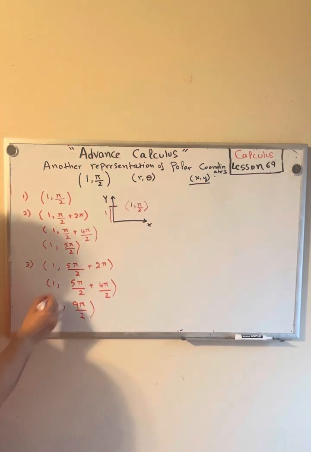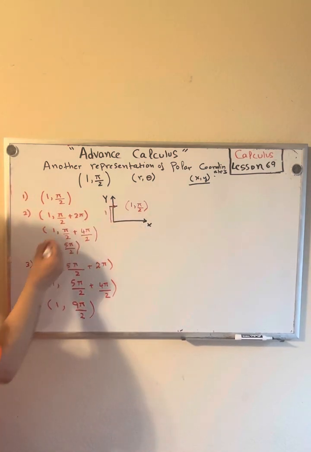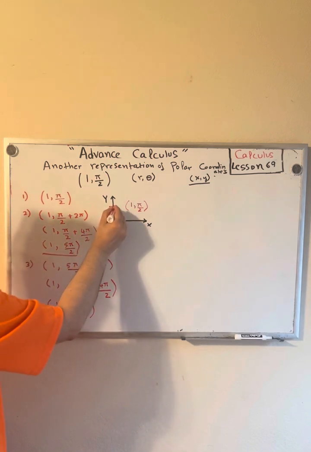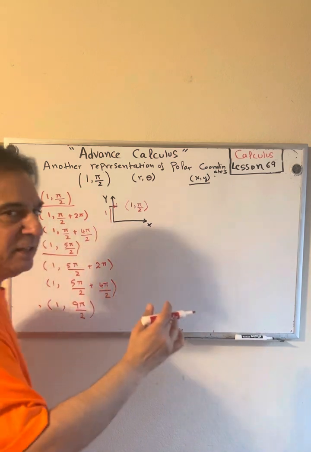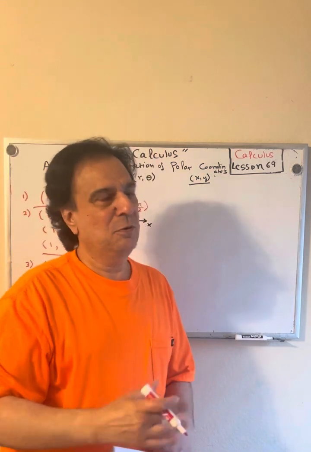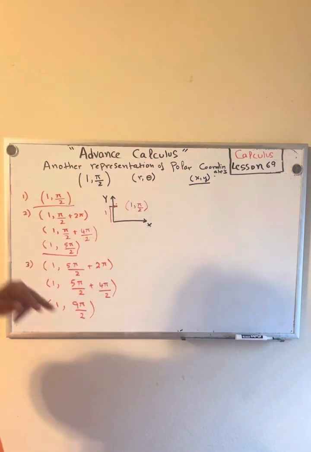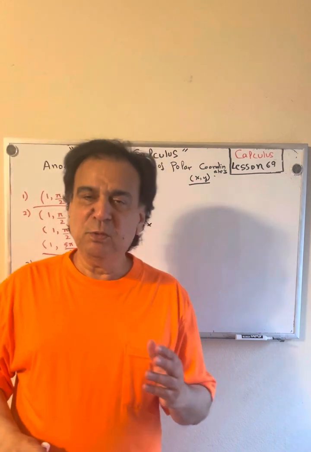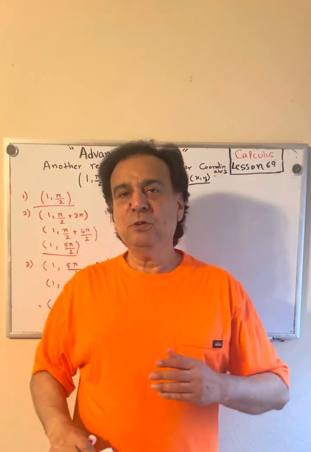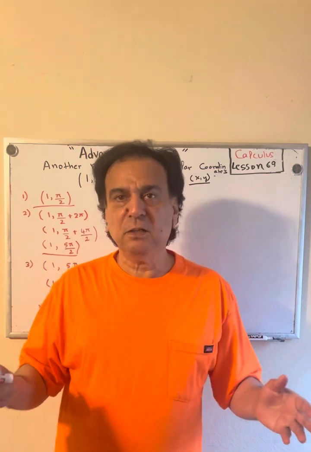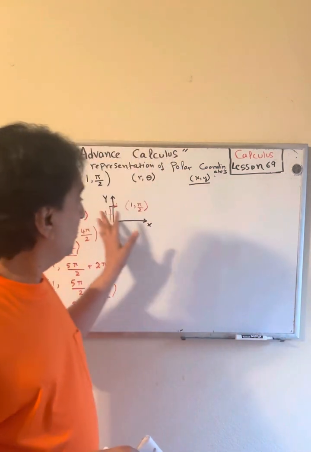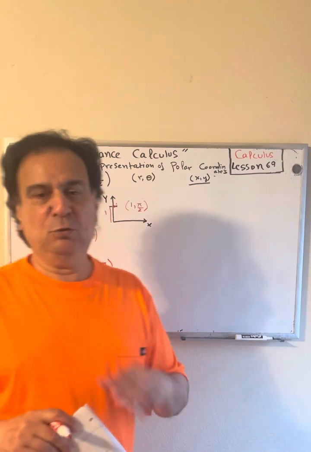Okay, so this represents this point right here. This represents this point right here. This represents this point right here. Can you do that in Cartesian? No. But in the form of polar coordinates, you can do that. And trust me, when you become a scientist, an engineer, a mathematician, and you're doing the real practical work, you're going to be using this. I promise you.